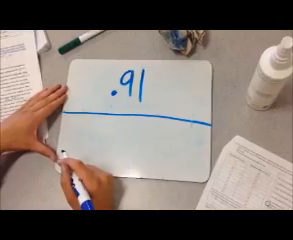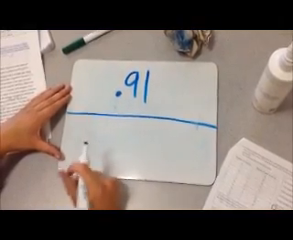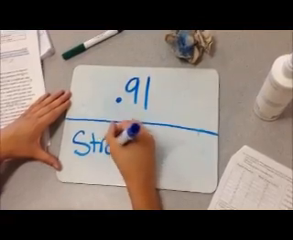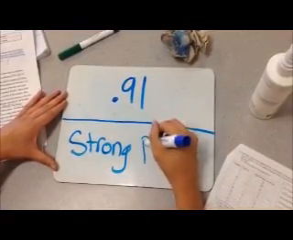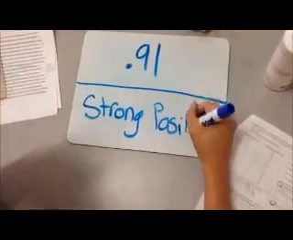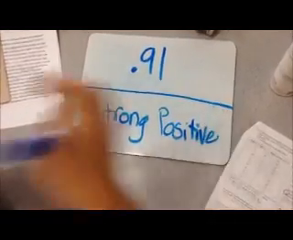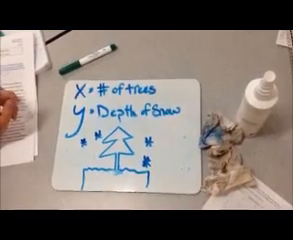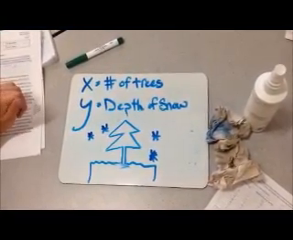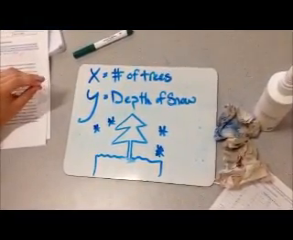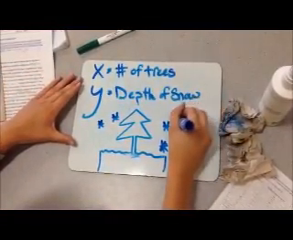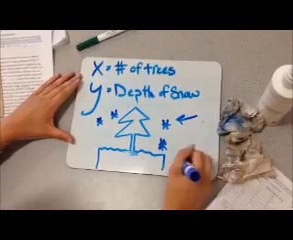According to our data, we found that the correlation was 0.91. This means that it is a strong positive correlation. The variables for our data were number of trees and depth of snow. Because we found a strong positive correlation, this means that there is a strong correlation between number of trees and depth of snow.